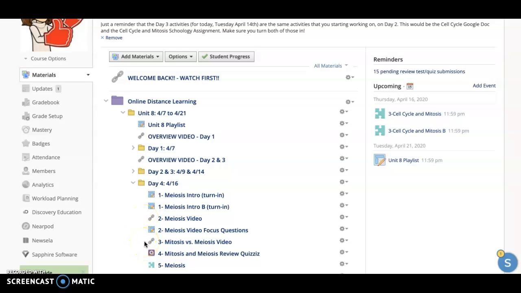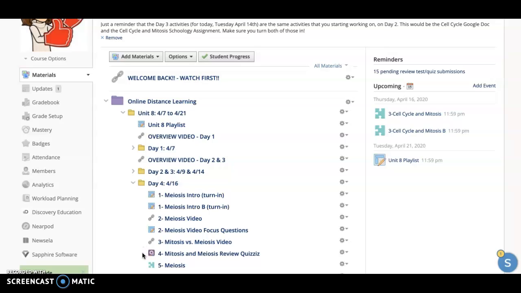Then for the third thing, I want you to watch this mitosis versus meiosis video. So now that you've learned about mitosis and meiosis, sometimes we get them a little bit confused because they both have to do with cell division. So I want you to watch the video so you can see them side by side.